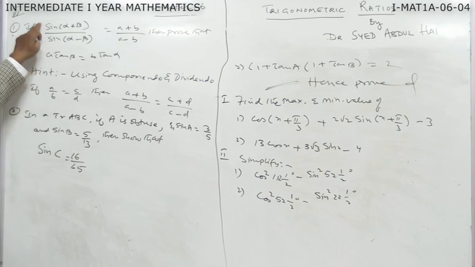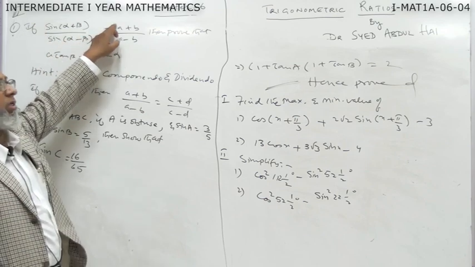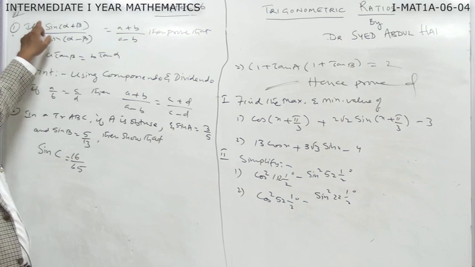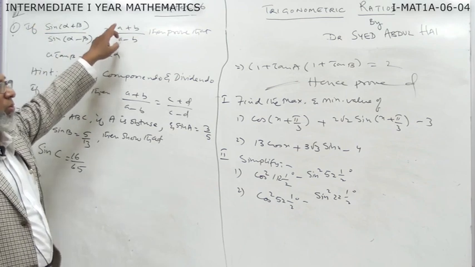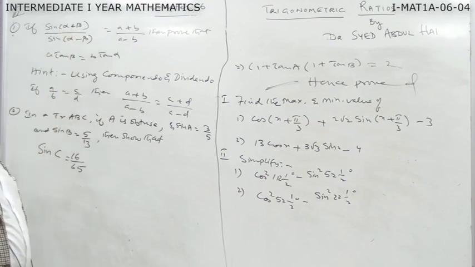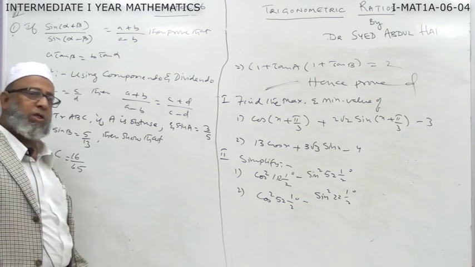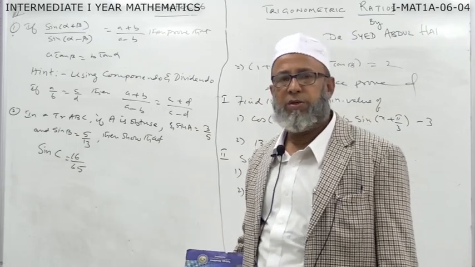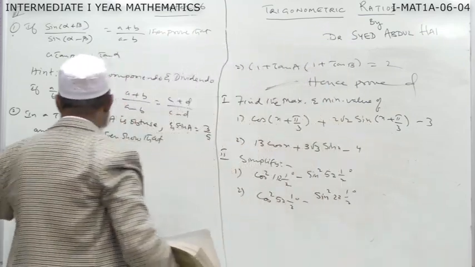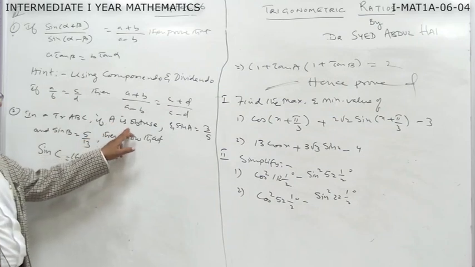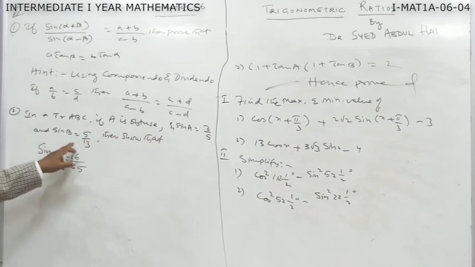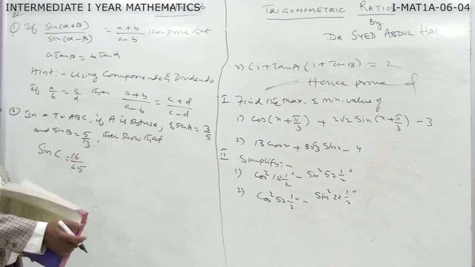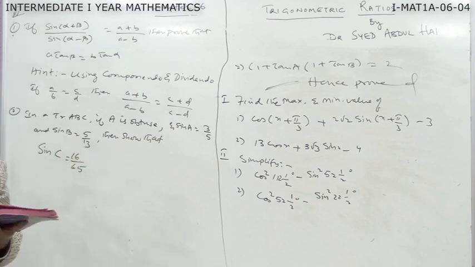You treat this as a, this is b, this is c, this is d. Get it to the numerator, a plus b by a minus b is equal to c plus d by c minus d. Using the formula of sin c plus sin d by sin c minus sin d, or you can use sin of a plus b and sin of a minus b also. On simplifying, you may get the answer. Okay. Next question is, in a triangle ABC, if A is obtuse and sin A is equal to 3 by 5, sin B equal to 5 by 13, then show that sin C equal to 16 by 65. One more question is there.